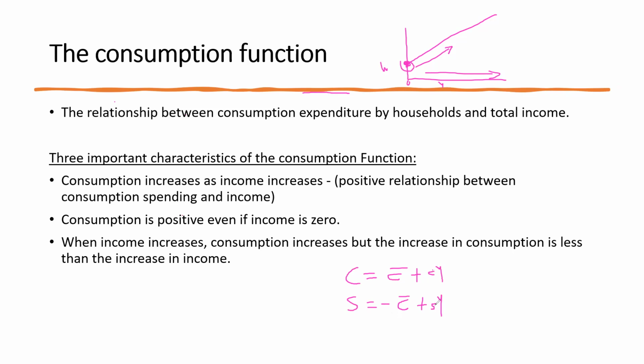And if you add the MPC plus MPS, you should always get 1, right? If you add your marginal propensity to consume plus your marginal propensity to save, you should always get 1. That is because for every income that a person has, MPC plus MPS, you should always get what? You should always get 1. This is because for every income that a person has, they can choose to save some of it and consume some of it, right?